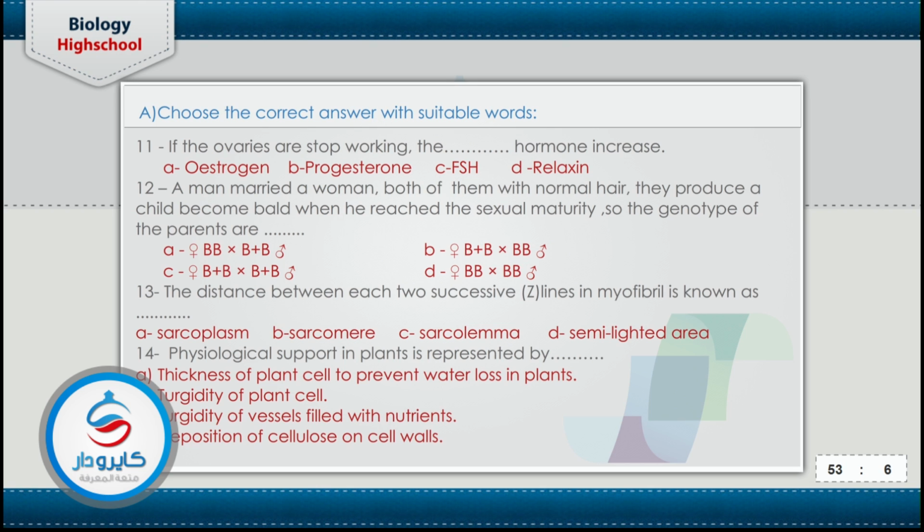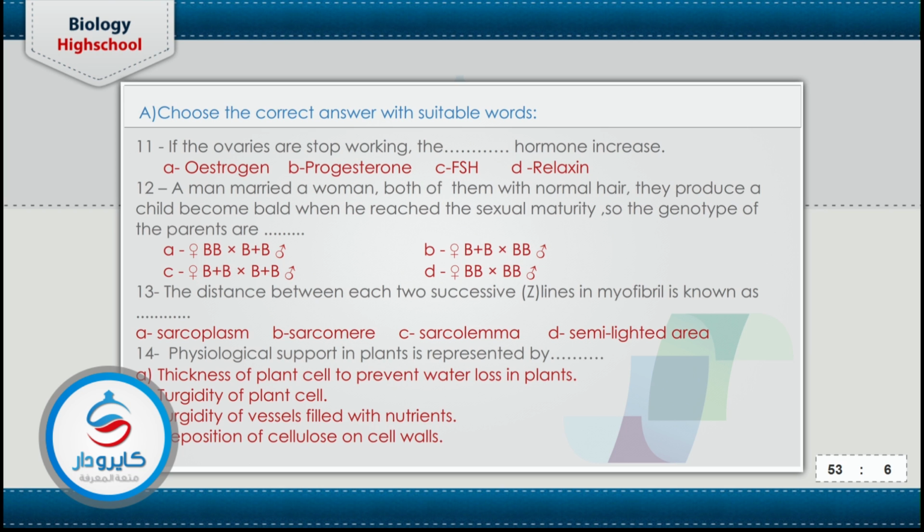If the ovaries stop working, the blank hormone increases. Number A, estrogen. Number B, progesterone. Number C, FSH hormone. Number D, relaxin. Stopping the ovaries' action means a decrease or stop in the secretion of estrogen and progesterone hormones. That's not an increase, so number A and number B are not the right answer.